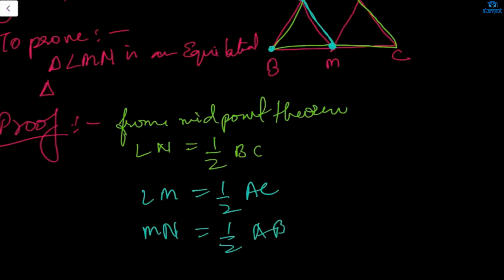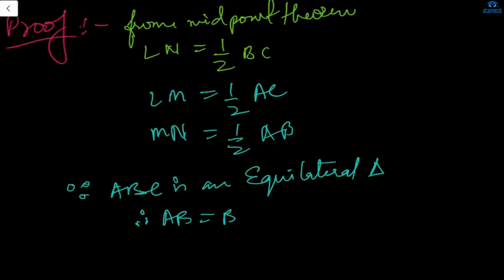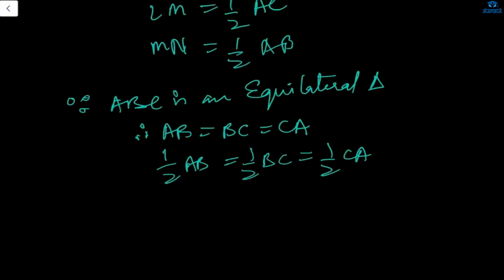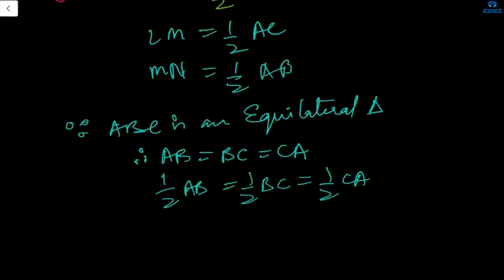And we know that since ABC is an equilateral triangle, therefore AB is equal to BC is equal to CA. So half of AB will be equal to half of BC, equal to half of CA. We are multiplying this equation by half. Ma'am, is it given that ABC is an equilateral triangle?